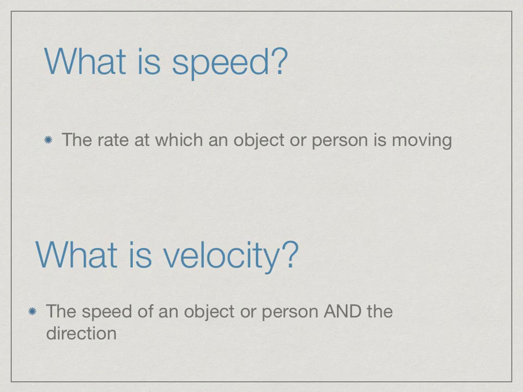So first of all, what is speed? Speed is the rate at which an object or person is moving. We usually think about speed as how fast is that object or person going. This is different from velocity. Velocity is the speed of an object or person and the direction. So if I said a car was moving at 120 miles per hour, that would be the speed. The velocity would be 120 miles per hour east.